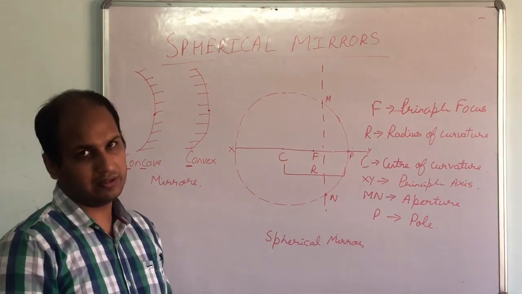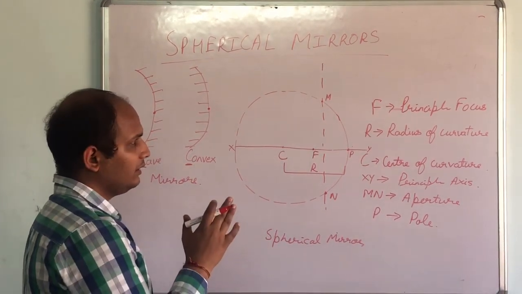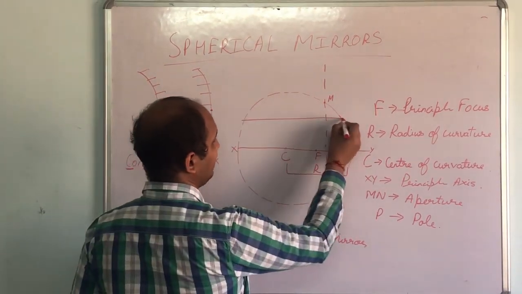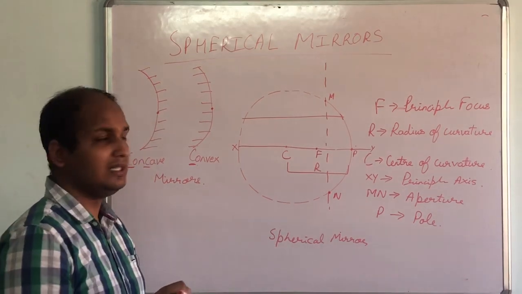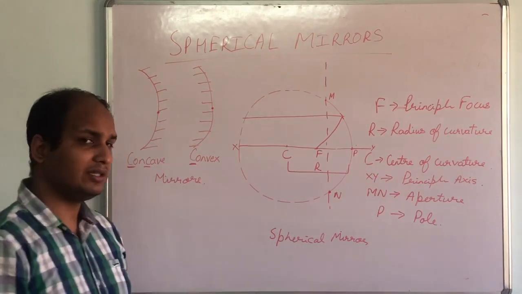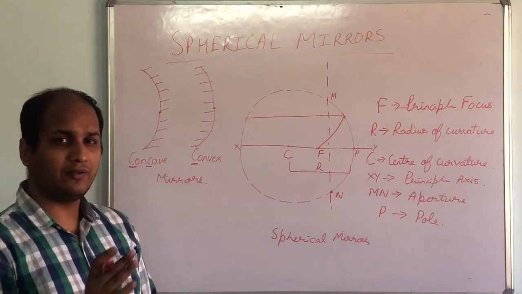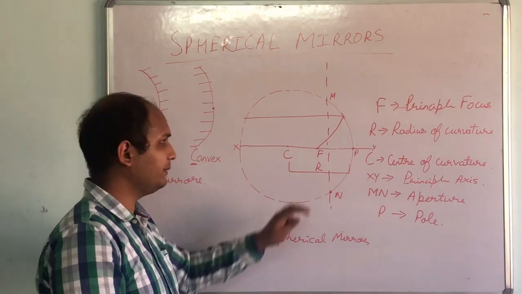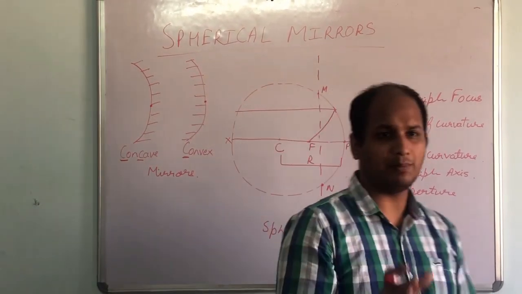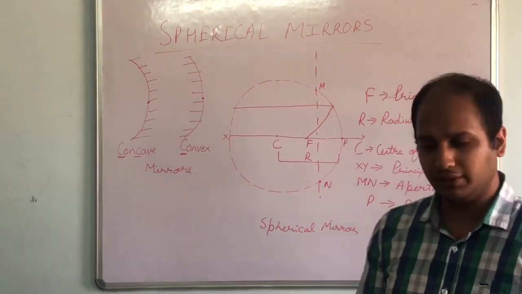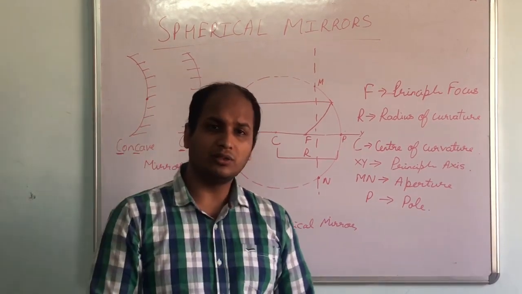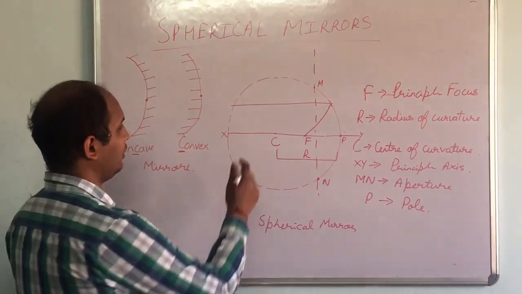So the definition is quite simple. Suppose rays are coming from here to here, which are parallel to the principal axis. They will meet at the focus after reflection from the mirror, or they will meet at a point after getting reflected from the mirror. That point is known as focus. Focus is that point where the rays which are parallel to the principal axis meet after reflection. I am again repeating, focus is that point where the rays which are parallel to the principal axis meet after reflection.